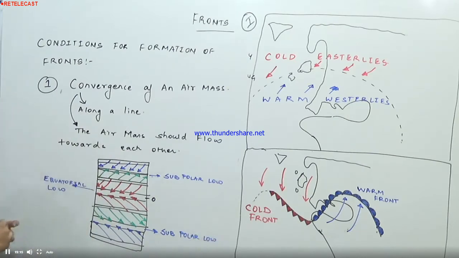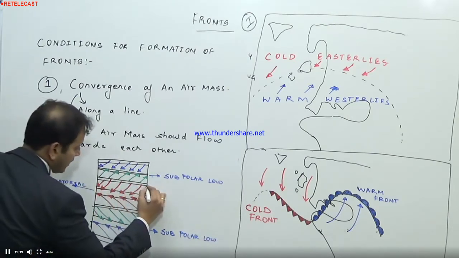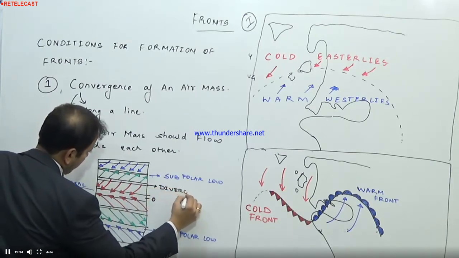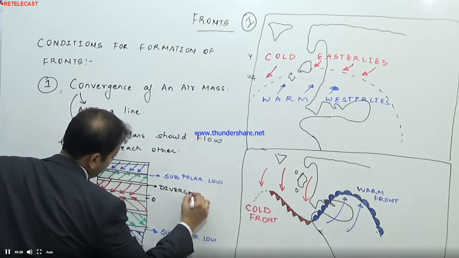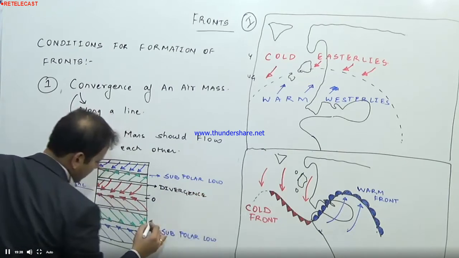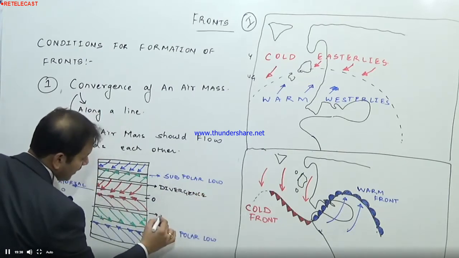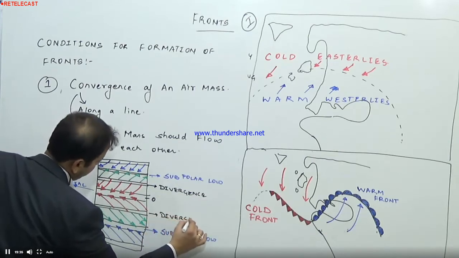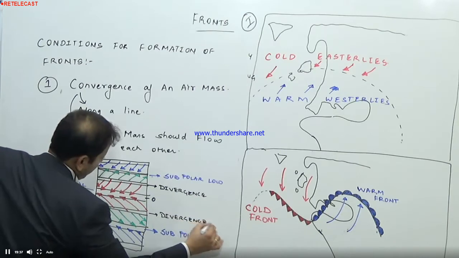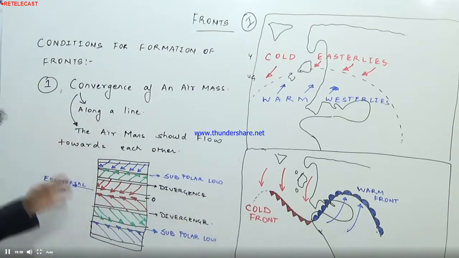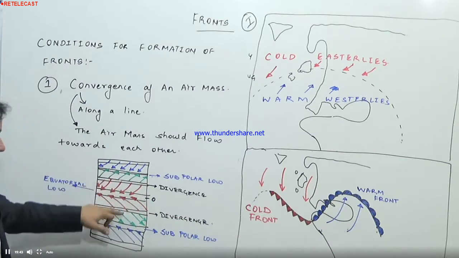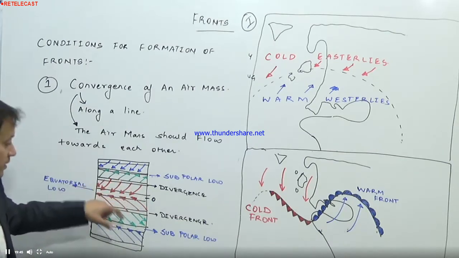While the other, that is the subtropical high or the belt of horse latitudes, there is a divergence here. Again here, subtropical high, again there is a divergence here. Now if you remember, again we will revise, this is known as the belt of doldrums, that is the equatorial low. These are known as horse latitudes, the zone of divergence.